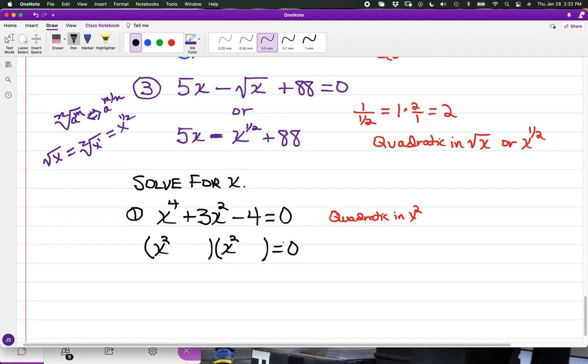And for factors of -4 whose sum or difference will be on the plus side at 3. So here we're going to have a plus 4 and a minus 1. Okay. Now, we can start factoring. Okay, now x squared plus 4. Now, a sum of squares cannot be factored.